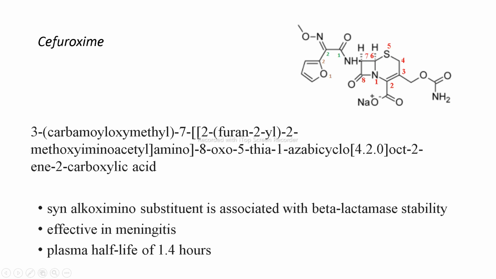Then your oxy group remains 8-oxo, right? Because oxygen comes last, as amino, then F, then M, and then O. Alphabetical order is followed everywhere. So 8-oxo. Then the remaining portion is the same. There is a 5-thia, 1-azabicyclo[4.2.0]oct-2-ene-2-carboxylic acid. So this is the nomenclature of the cefuroxime. So this is all about the cefuroxime.